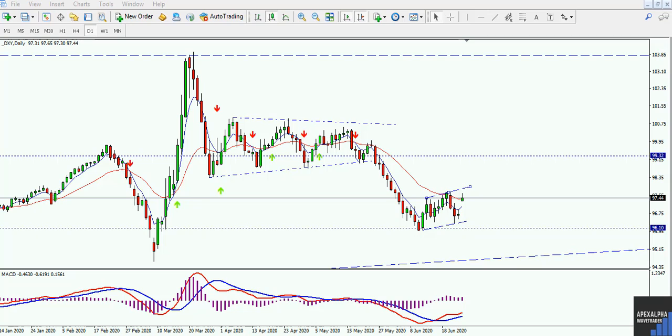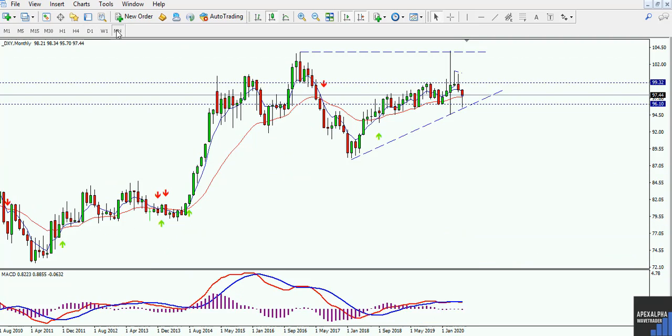I'm going to give you an analysis of the dollar index now, together with some of the pairs that I think are worth looking at for this last week of June. I'm currently on the daily time frame for the dollar index, and I'm going to take you to the monthly chart and we'll have a look-see.